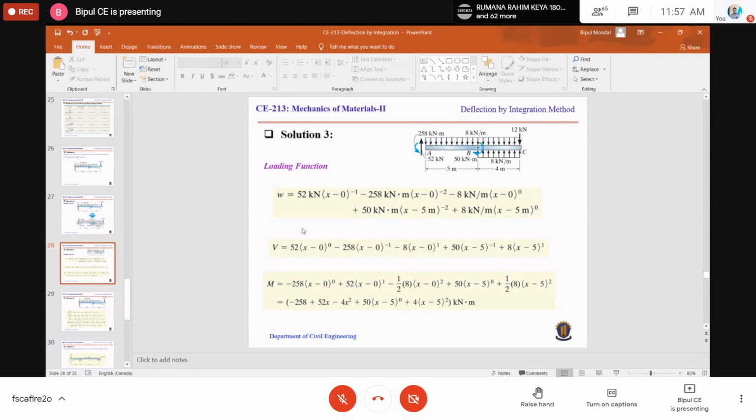Okay. Now if we integrate this one, we will get the equation of shear force, and if we integrate it again, we will get the equation of moment. And mind it, there will be no constant.